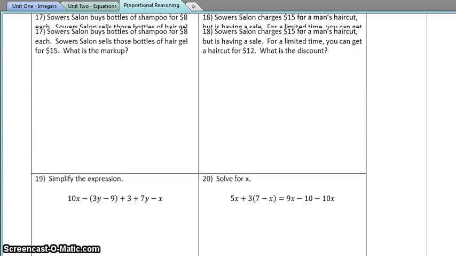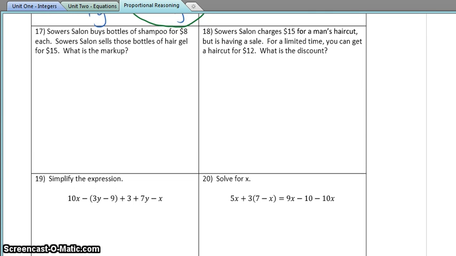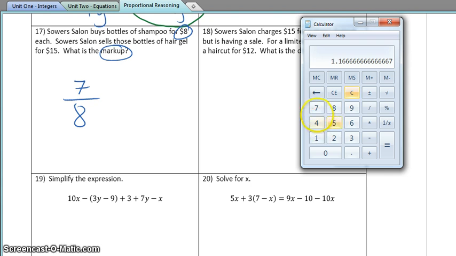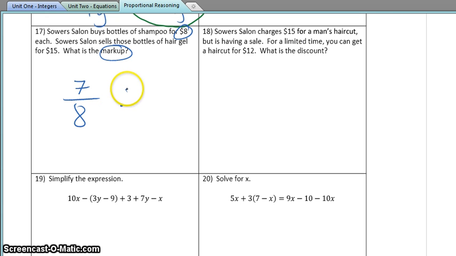Sour Salon, you might remember this from class. Very similar. What is the markup? 8 to 15, that's $7 of a markup. The original was only $8. So we have made 7 divided by 8, 0.875 is what we get on the calculator. Move that decimal 2 places to the right to find our percentage. 87.5% markup.